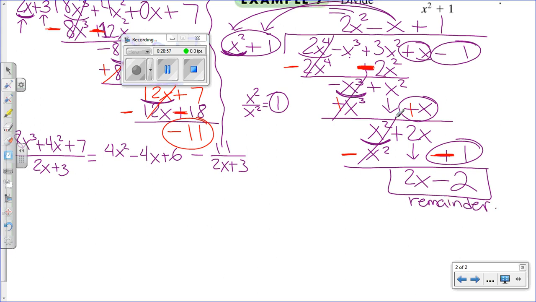We cannot divide again because 2x is of degree 1, and the divisor is of degree 2. So once your remainder has a lower degree than your divisor, that means that you can stop dividing. And this is the end of the video.